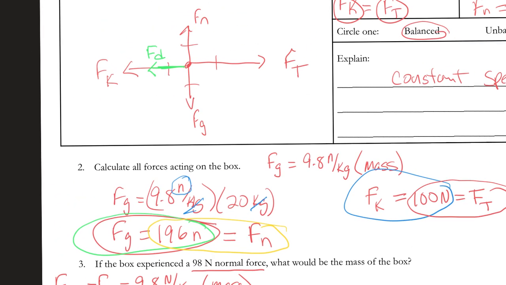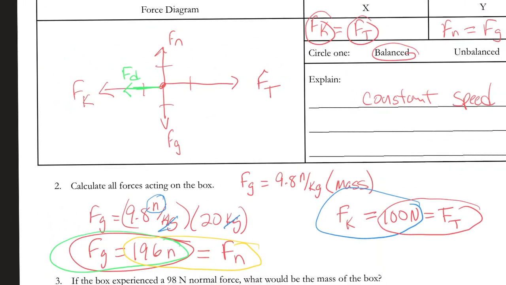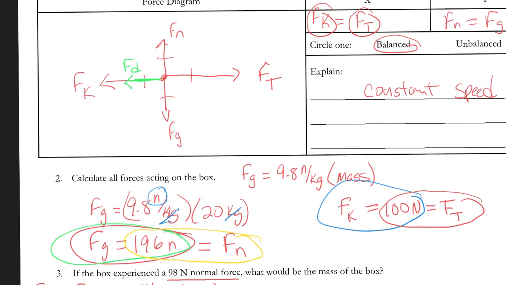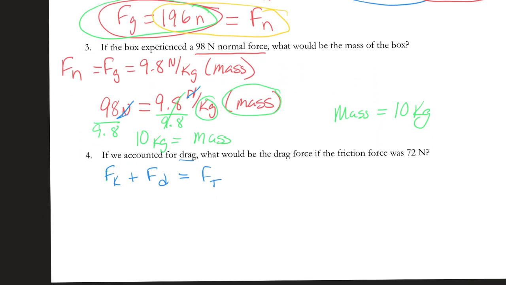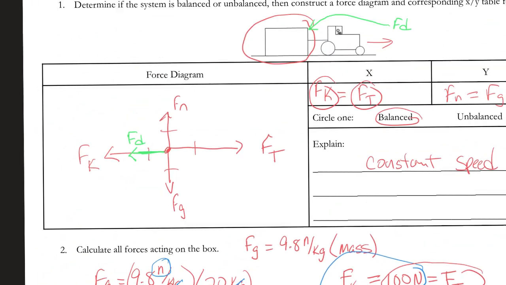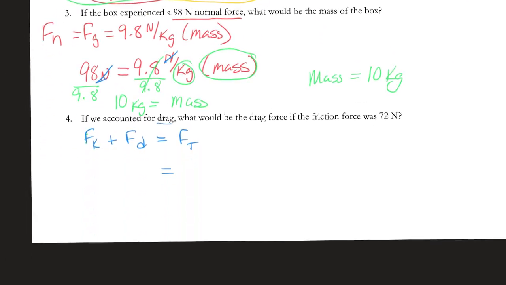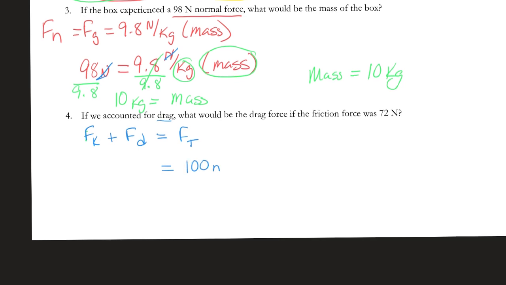So my force of friction plus drag is going to be equal to the force of tension. So my force of tension is 100 newtons. The force of friction, my question tells me, is 72 newtons plus my drag force. So in order to solve this, we're adding these together, so my answer is going to be in newtons, because this plus this equals that many newtons.